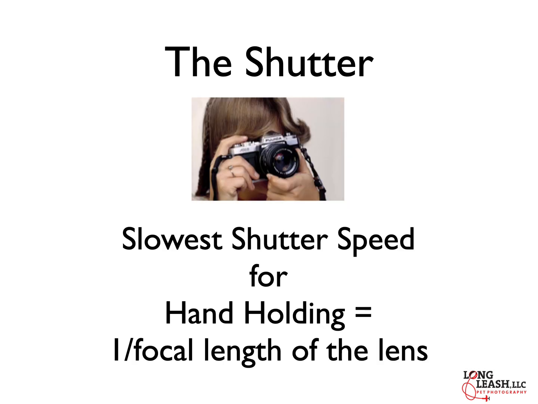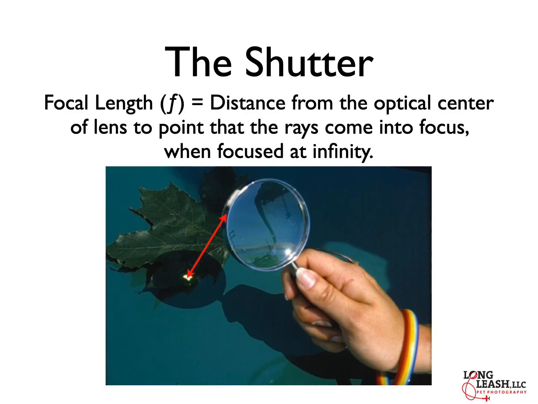So there's a formula for that. It's 1 over the focal length of the lens. For example, if you have a 50 millimeter lens, you can safely hold it at 1/50th, or with a 200 millimeter lens, you should use 1/250th. So remember, the focal length is what we talked about how to calculate.